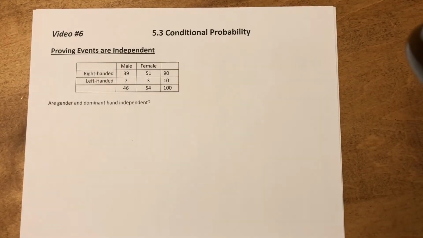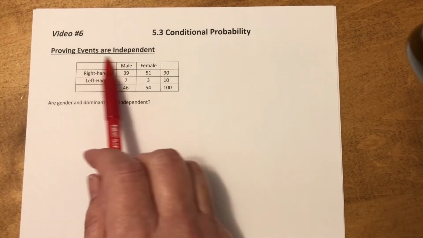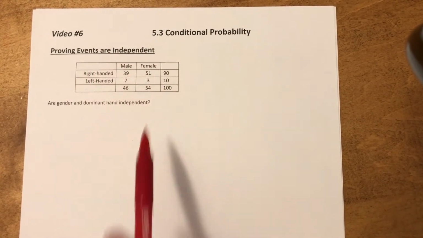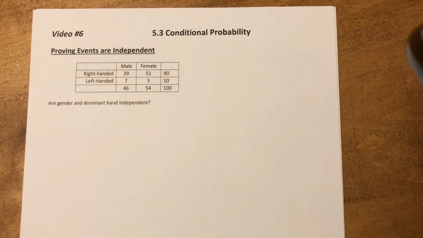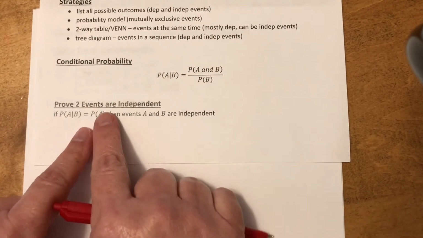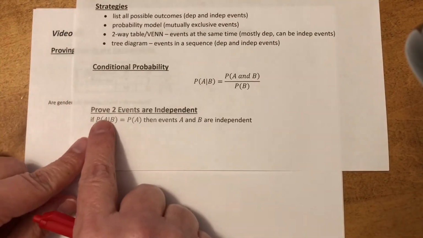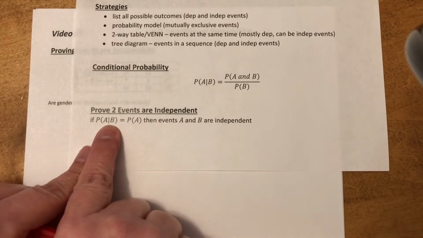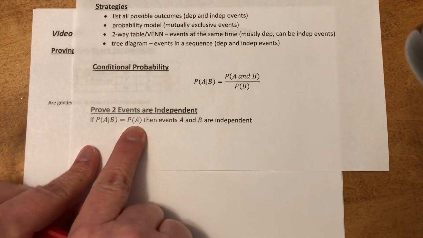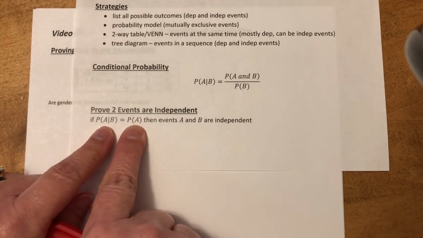Okay, last video for this chapter. We need to be able to prove that events are independent, and we're going to do that by using conditional probabilities. I have this on our little cheat sheet here. We prove two events are independent if the conditional equals the probability of the event happening without the condition.